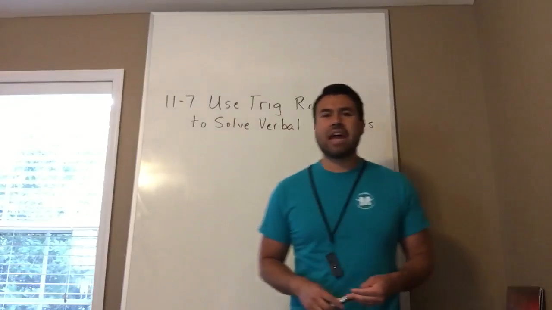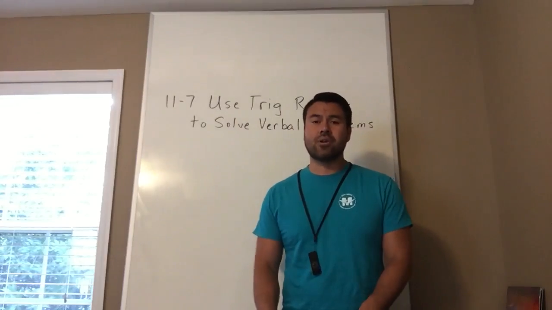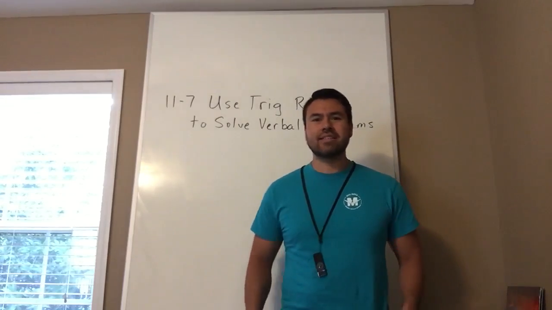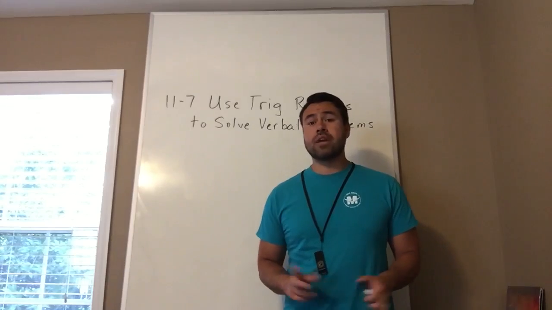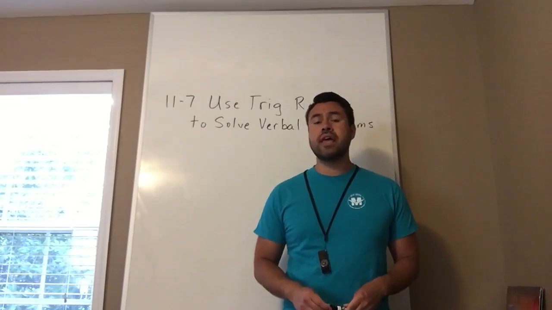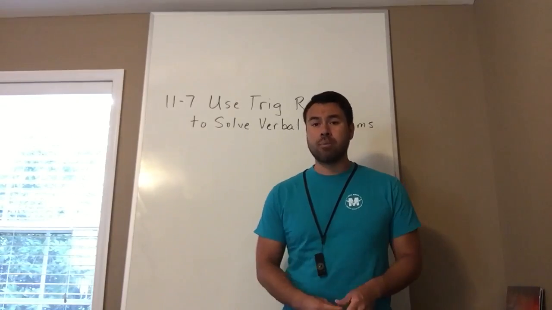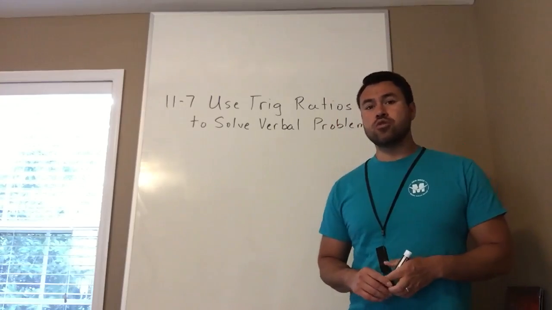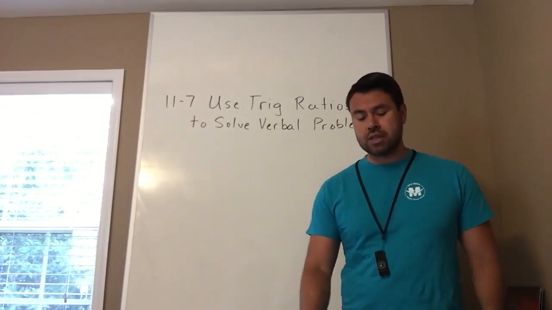Hey, so today we have our final lesson of the year, our final new lesson, which is kind of sad because it ends in an anticlimactic way. But we're going to finish out with the trig ratios, and we're going to use word problems, or what we call verbal problems, to use those trig ratios to solve for unknown sides or angles.